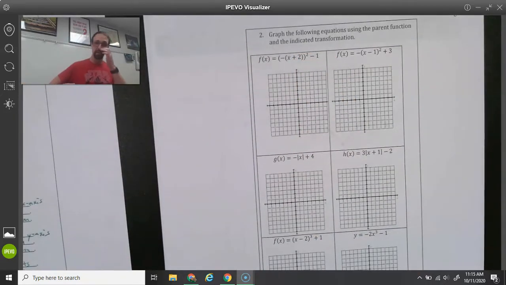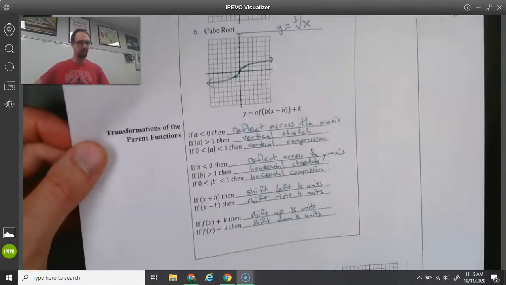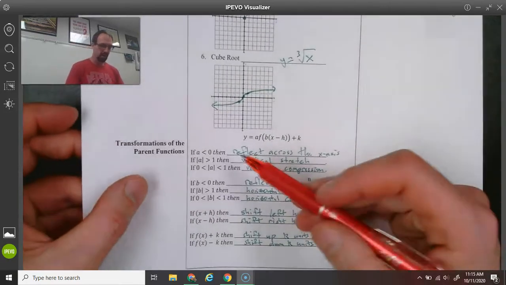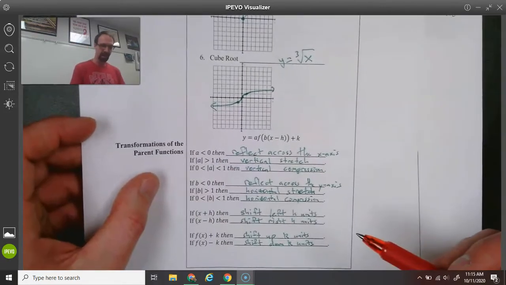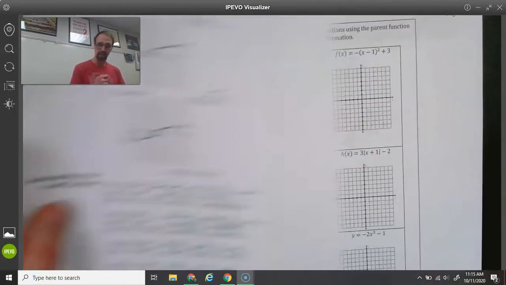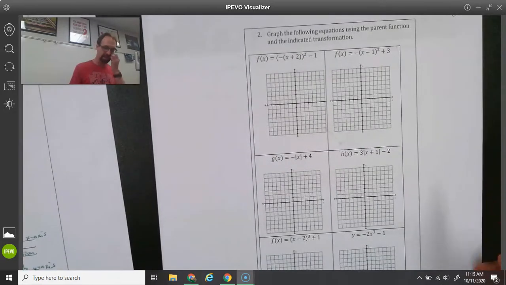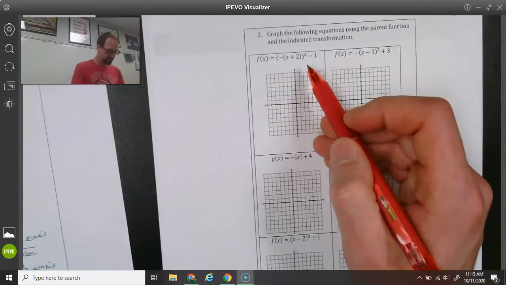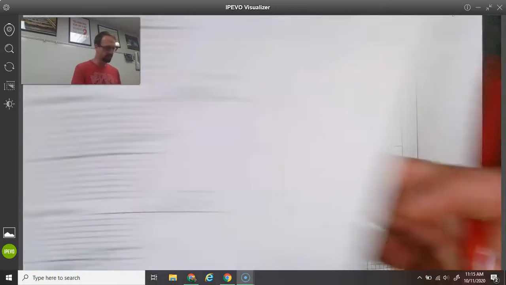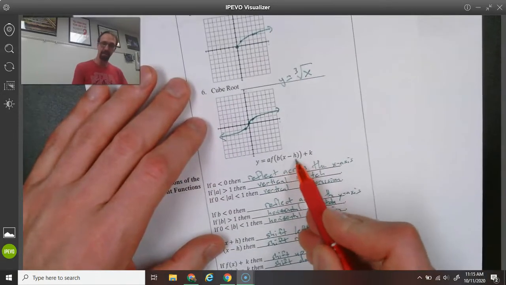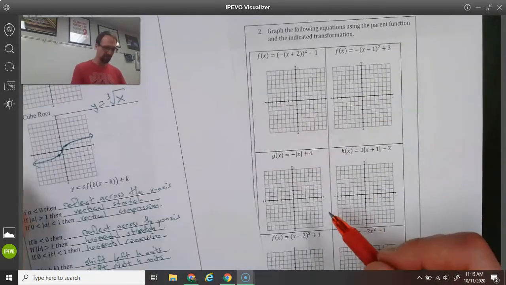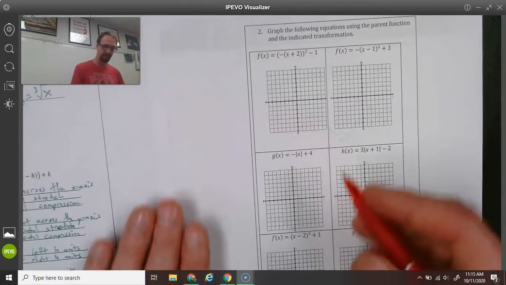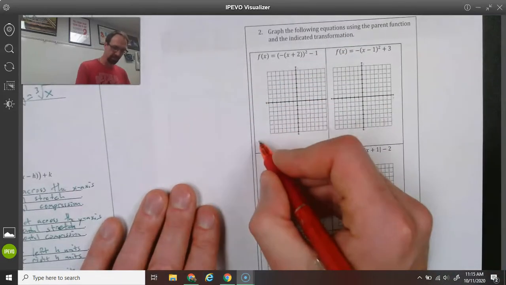So here's having a really good concept of what's happening from the transformations of the parent functions and knowing which values a, b, h, and k. So if I think about what's happening here, this plus 2 value is coordinating with this h. Because it's a plus 2, that tells me it's going to be a shift left h units. So this is going to be a shift left 2.